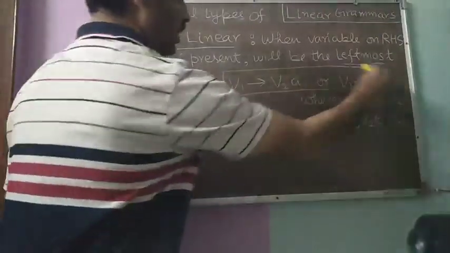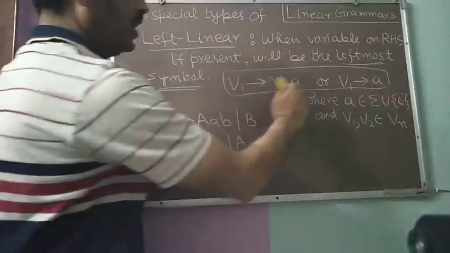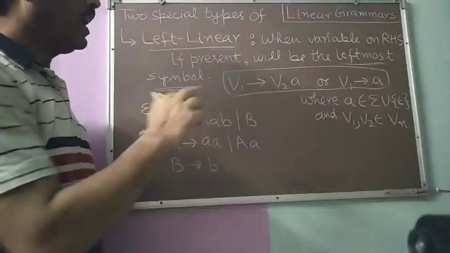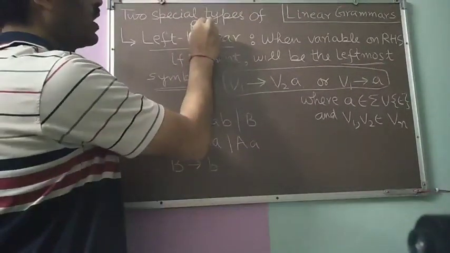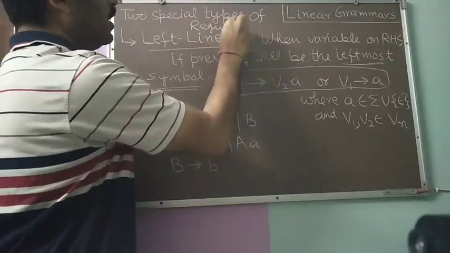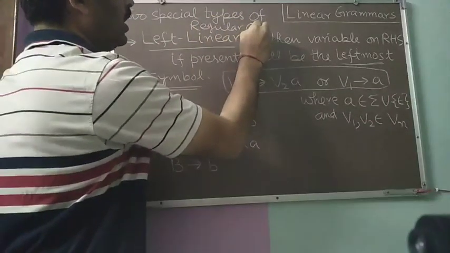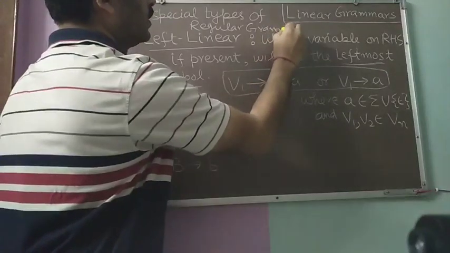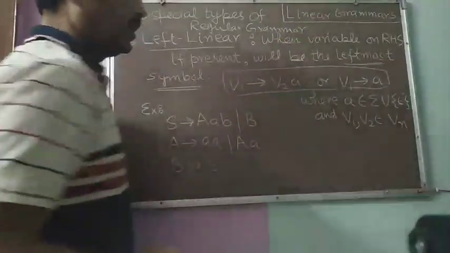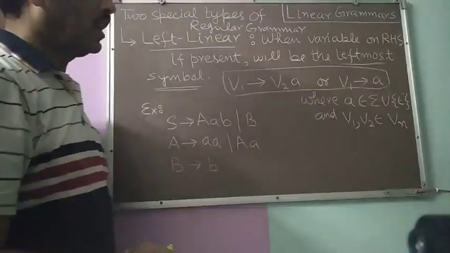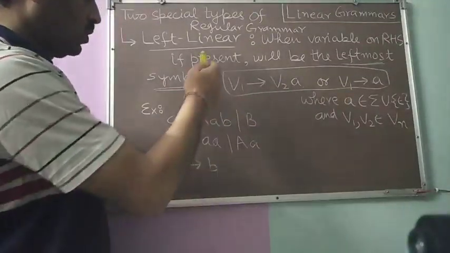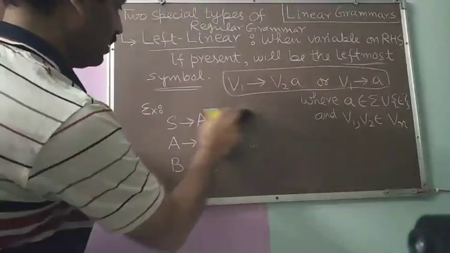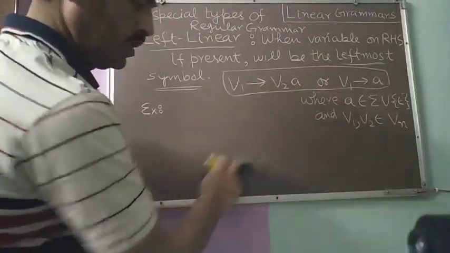So all the regular grammars in this format are called left linear regular grammar. Left linear regular grammar. So now we are taking one example of left linear regular grammar.